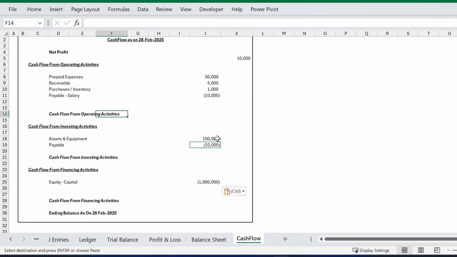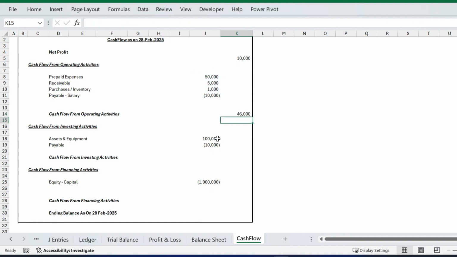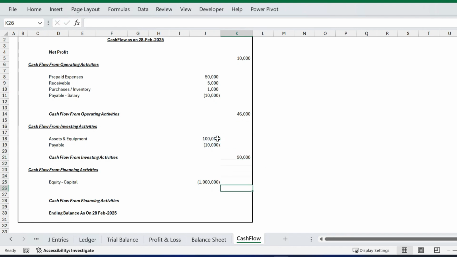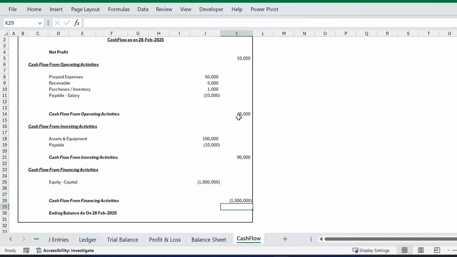Back to cash flow, and cash flow from the operating activities. Change this to cash flow from investing activities. This, and net cash flow from financing activities, which is this. Okay. Now let's move forward a little bit.